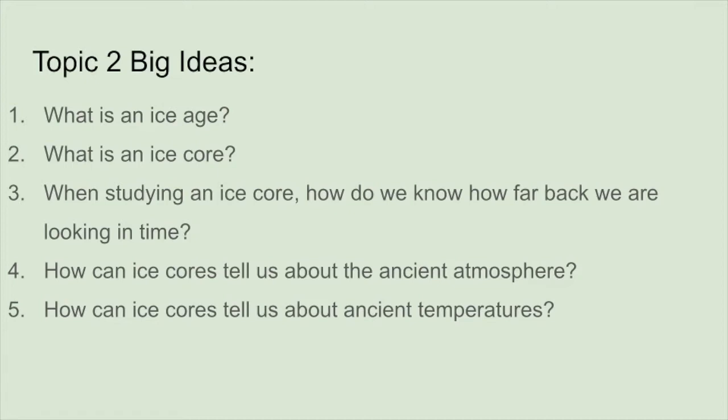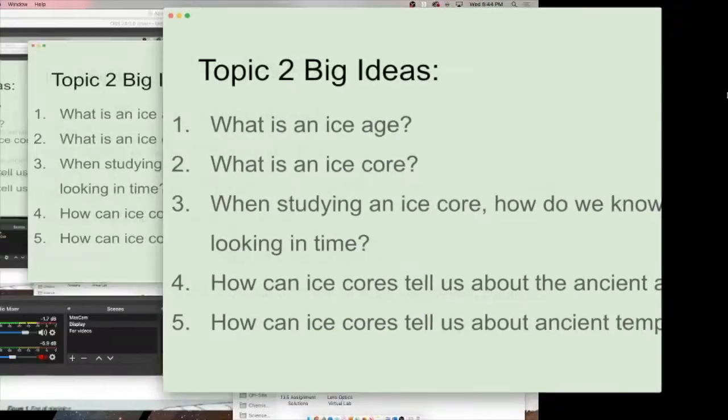So today we're going to look at what an ice age is, okay? And then we're going to look into how we know a lot of this stuff, which is through the idea of an ice core, okay? So what is an ice core? When studying an ice core, how do we know how far back we are looking in time? How can ice cores tell us about the ancient atmosphere? And how can ice cores tell us about ancient temperatures? Ice cores are important today, if you can tell.